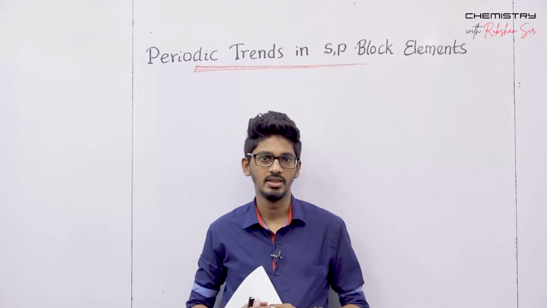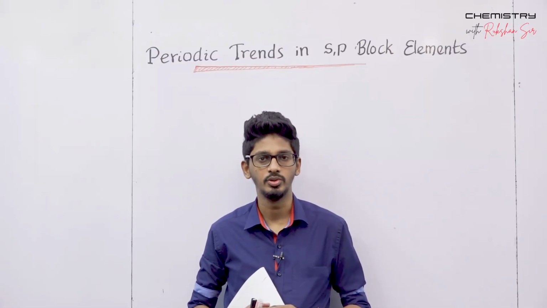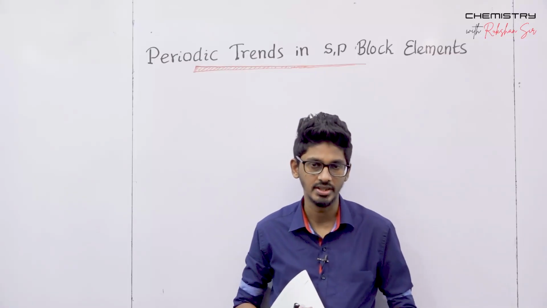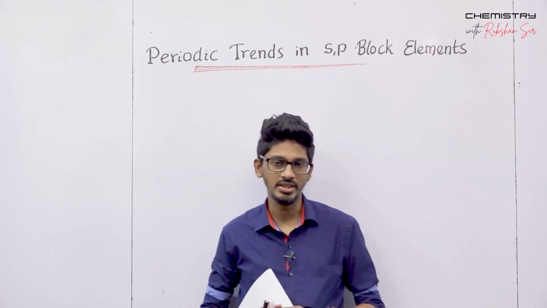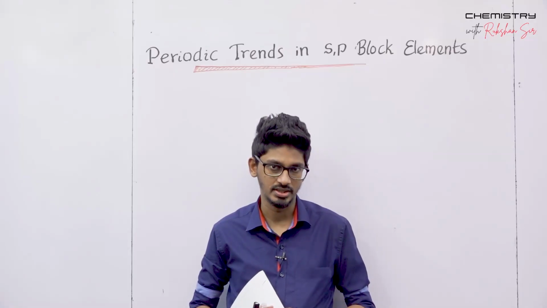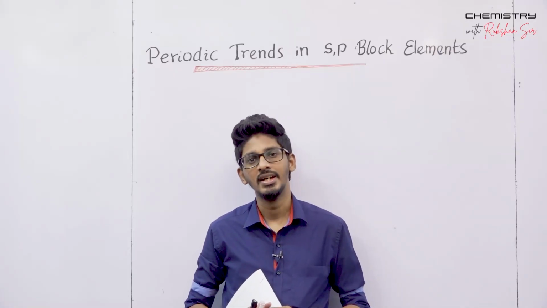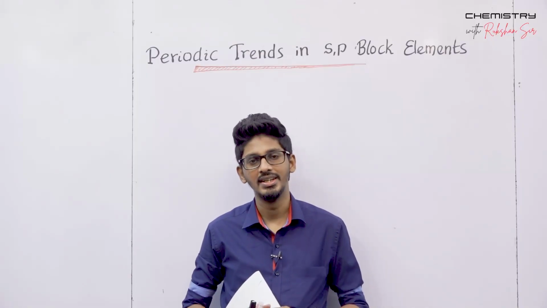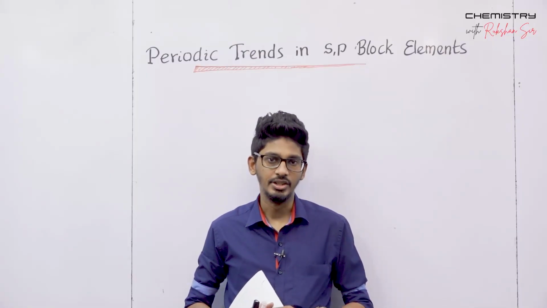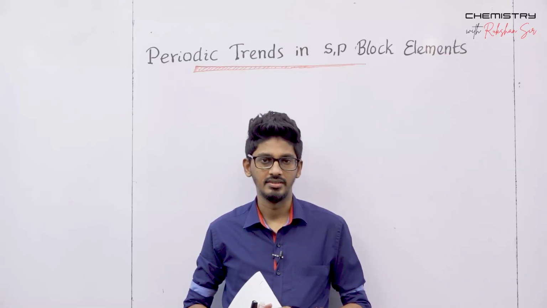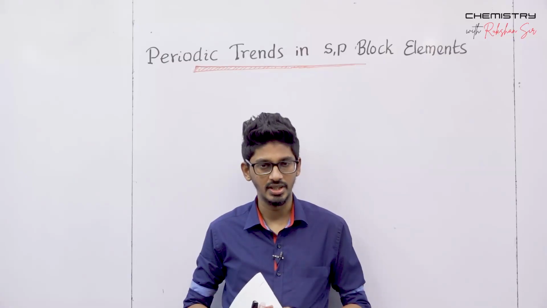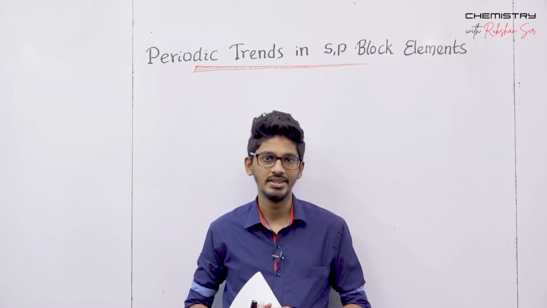Lothar Meyer and Dmitri Mendeleev are the two scientists who discovered, or constructed, the periodic table. That is the first point you should mention about the periodic table. Then we should know that the elements in the periodic table are ordered in the order of increasing atomic number. That is the second thing we need to mention here.